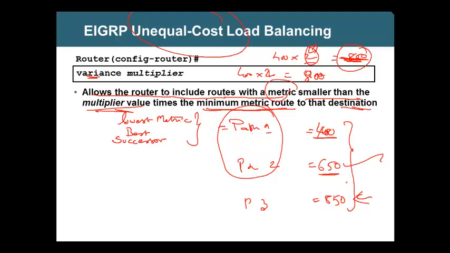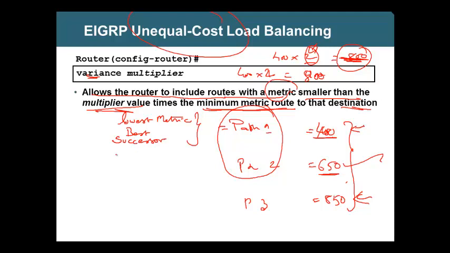But path 1's bandwidth will be more than path 2. See, bandwidth is more, so metric is less. When bandwidth is more, metric will be less. So will it be sharing the load equally across these paths? No.